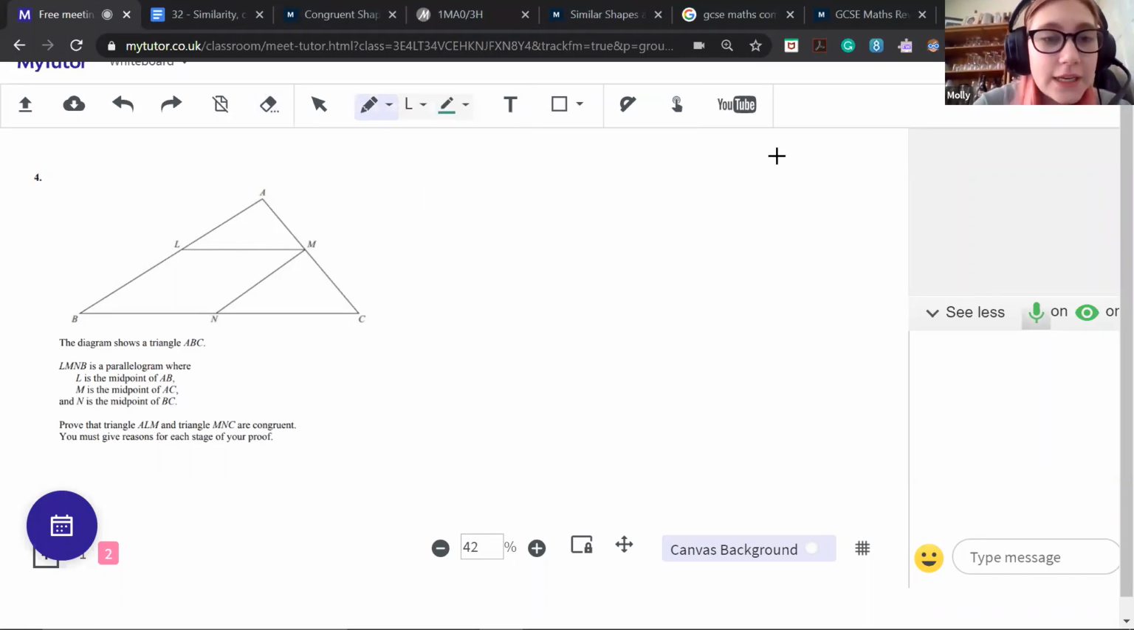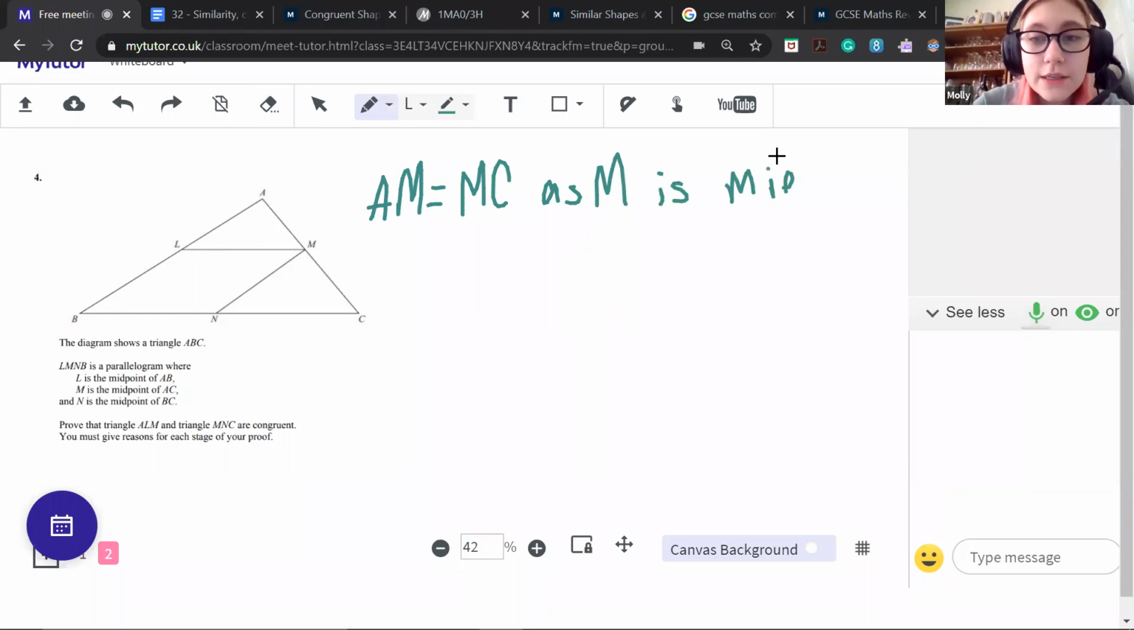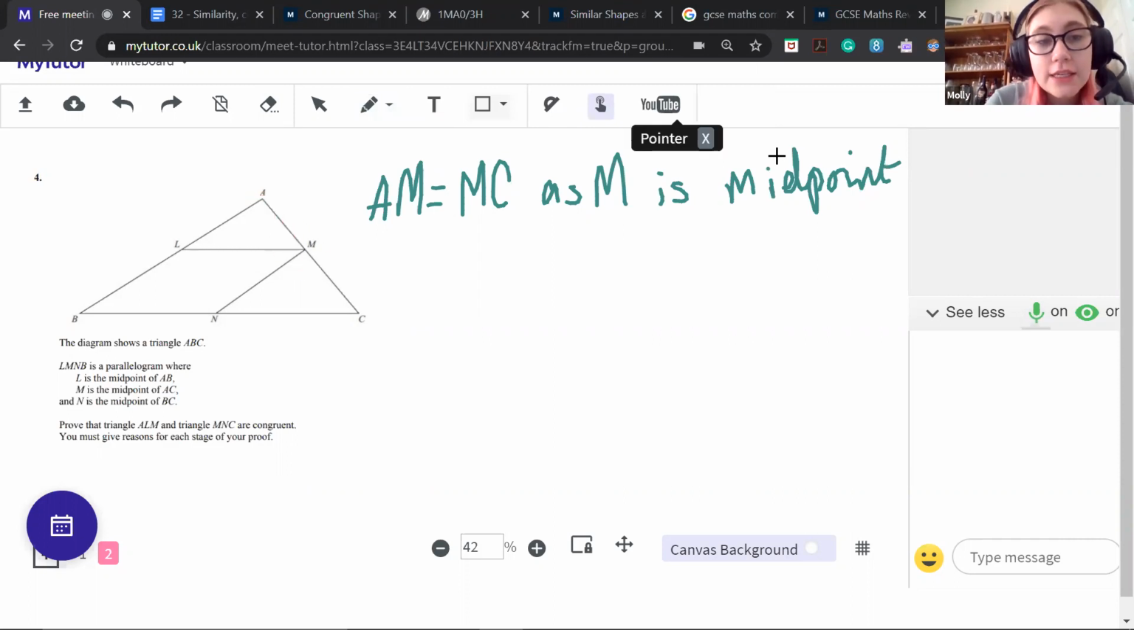So the first thing that we're going to say is that AM equals MC, as M is the midpoint. And a few of you spotted that, so that's really good. See, if M is the midpoint here, the definition of the midpoint is that AM is equal to MC. So we've got one side. We've got one side. So now let's look for the other sides.